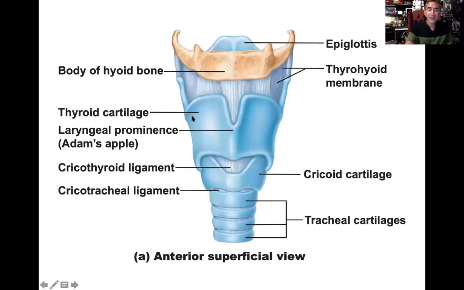So again, the thyroid cartilage, you're looking at the frontal view here. So the thyroid cartilage, laryngeal prominence, the Adam's apple, and then all of our little cricoid cartilages and eventually our tracheal cartilages here, right? To refer back to your skeletal anatomy, there's the hyoid bone, right? So that's sort of at the superior edge of the larynx.